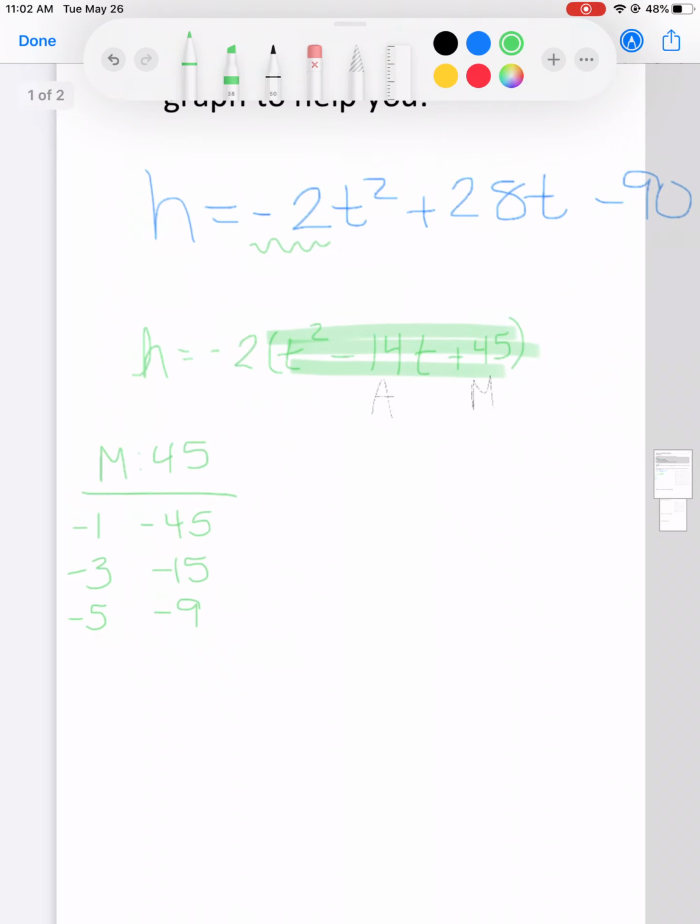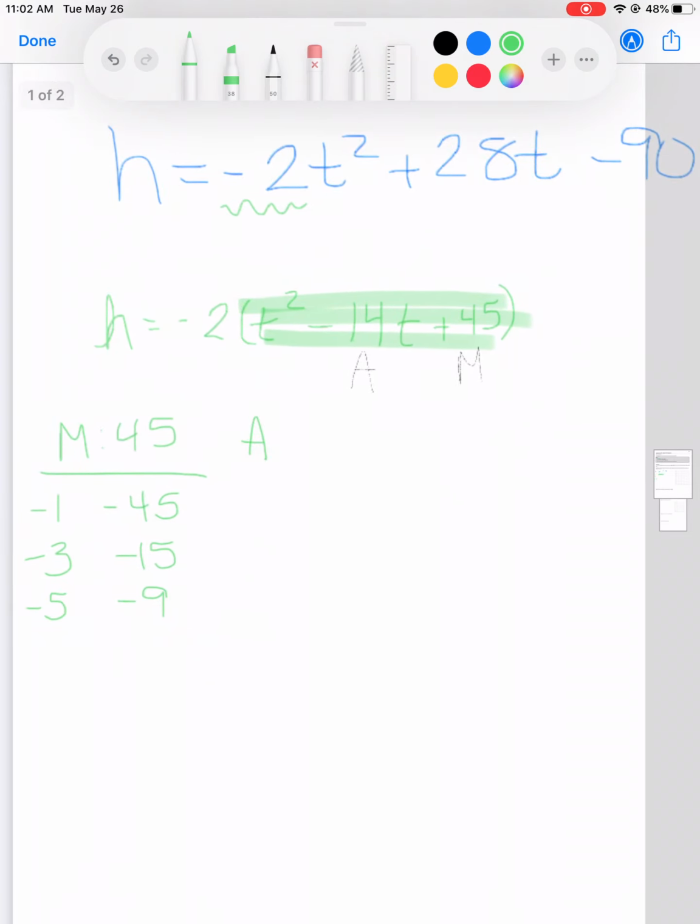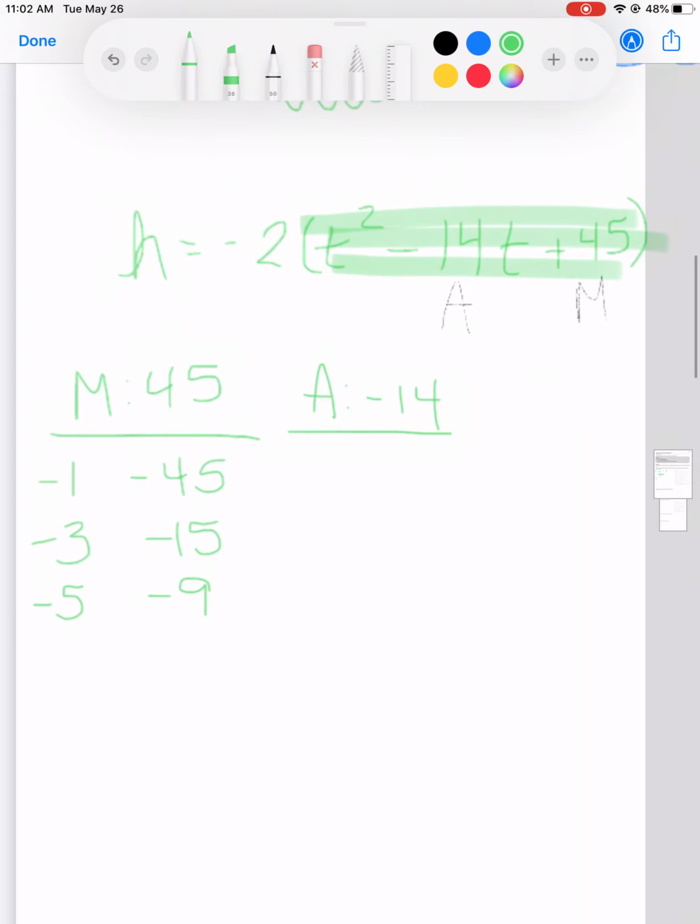Okay, so we got that. Now we need two things that add to negative 14. Negative 1 plus negative 45 would be negative 46, so that's not it. Negative 3 plus negative 15 is negative 18, so that's not it. Process of elimination, negative 5 minus 9, put in your calculator, negative 14. So these are our two numbers.